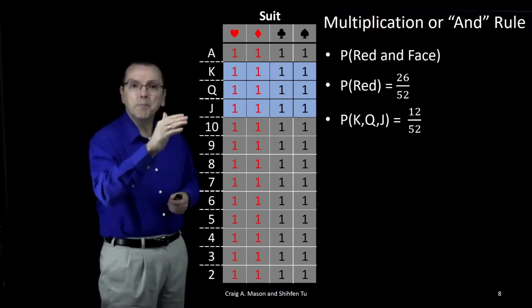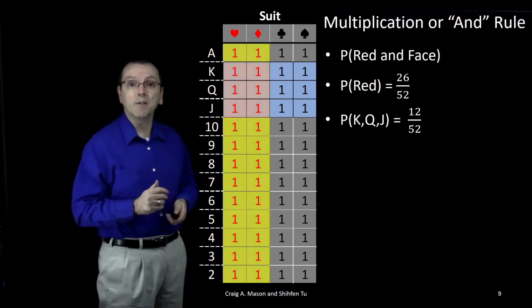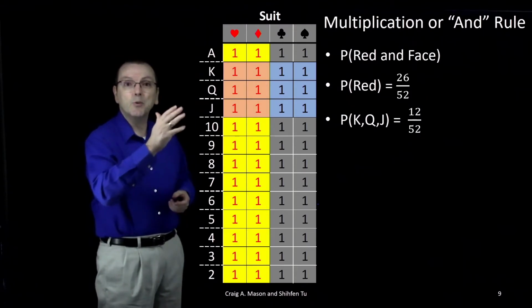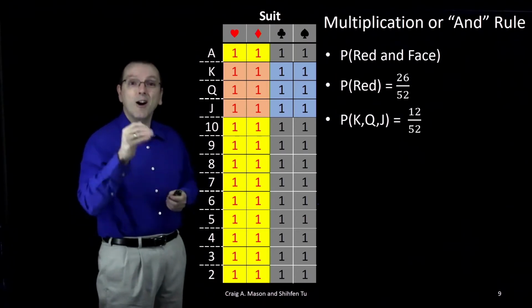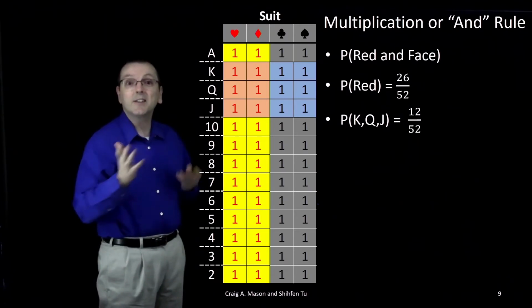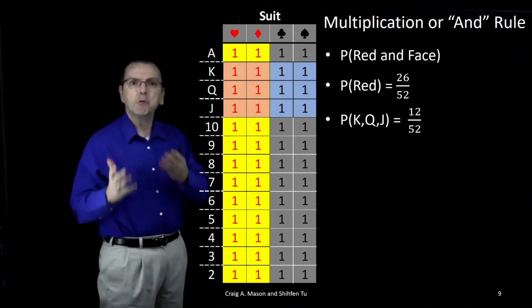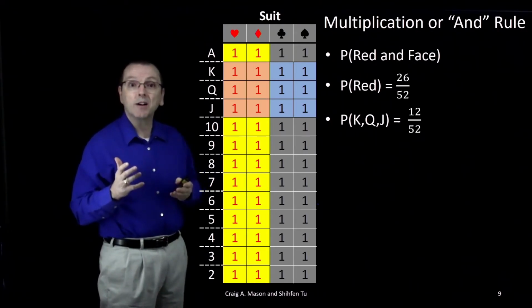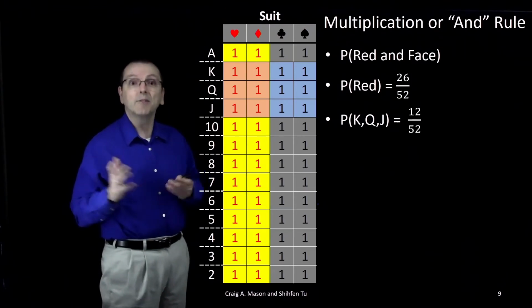And notice that being a face card is independent of the color of the card, right? 6 of the 26 red cards are face cards, and 6 of the 26 black cards are face cards. The probability of being a face card is the same. It doesn't change based on the color of the card.